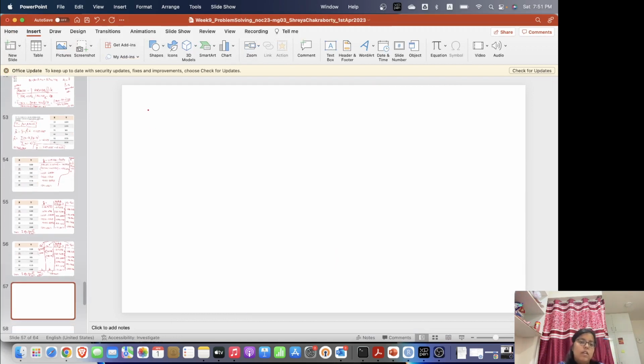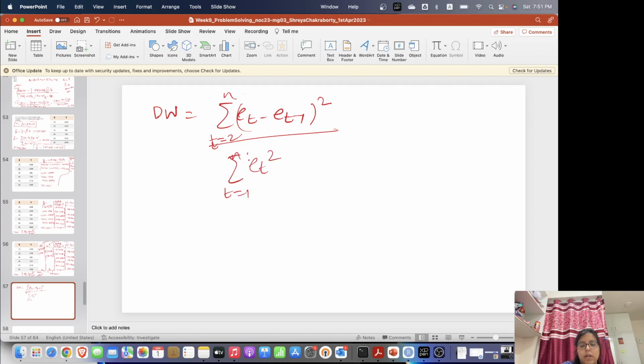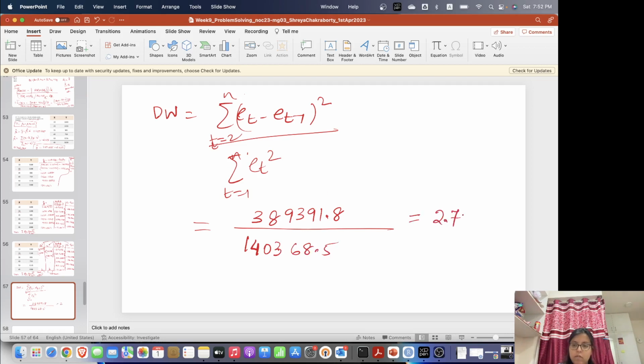we would have the Durbin-Watson statistic as the sum of (Et minus Et-1) whole square, t from 2 to n, divided by the sum of Et square, t equal to 1 to n. So then we would get the numerator as 389391.8 and the denominator as 140,368.5, and the statistic value would come out to 2.774069, approximately equal to 2.77.